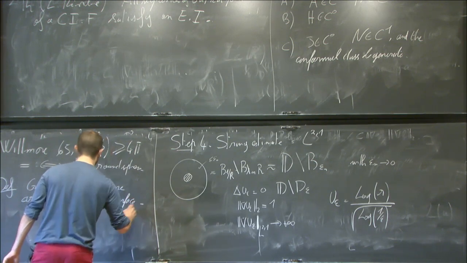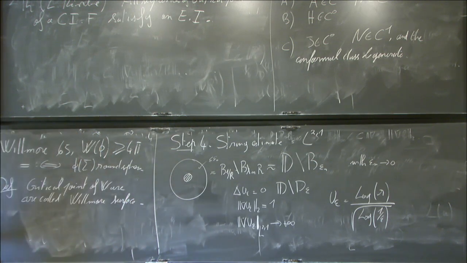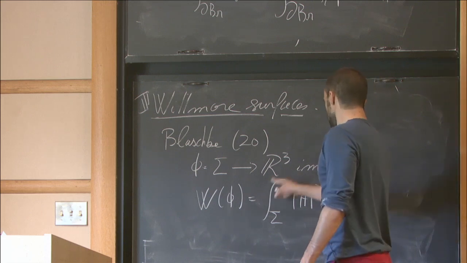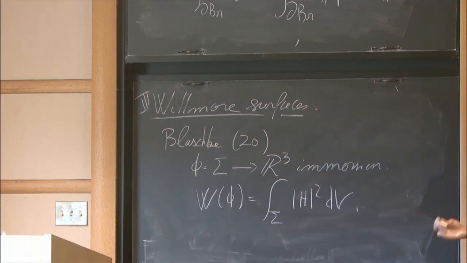So why are we interested in W and not another energy? Because W has this very good property that it is conformally invariant. If you have a Willmore immersion, if you dilate it, translate it, rotate it, it's still a Willmore immersion.